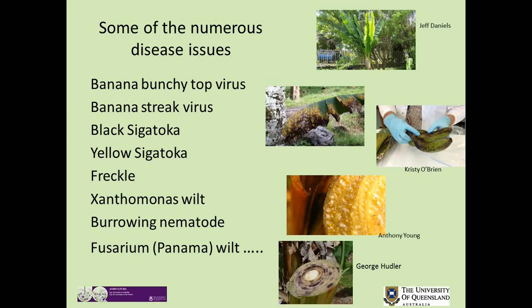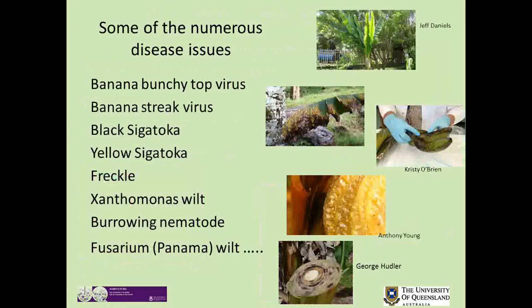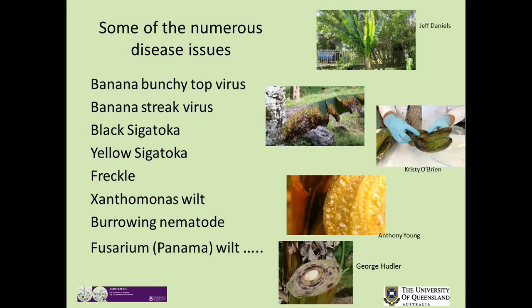So some of the disease issues, I'm just mentioning some of them: bunchy top virus, banana streak virus, which Andrew talked about a couple of weeks ago. Black sigatoga and yellow sigatoga. Black sigatoga is caused by a fungal species known as Microsphaerella fijiensis. Its close relative, Microsphaerella musicola, causes yellow sigatoga, and we have that one in Australia. We don't currently have black sigatoga, but it is present in the Torres Straits, and we're always looking out for it, and a few incursions have happened.